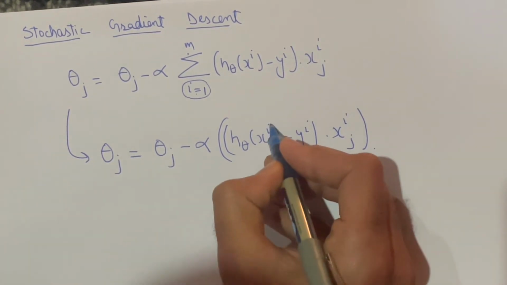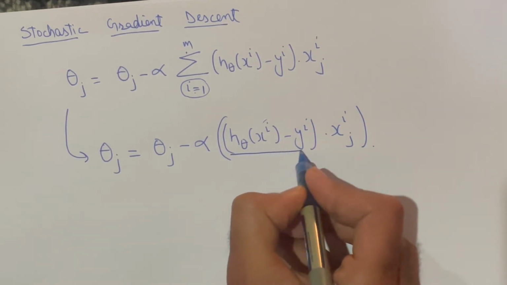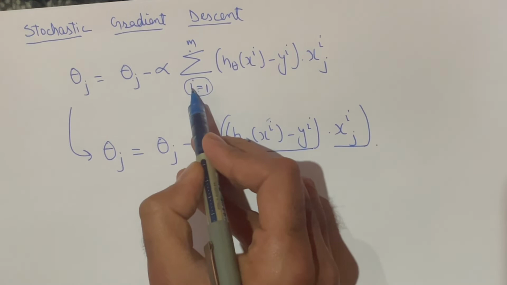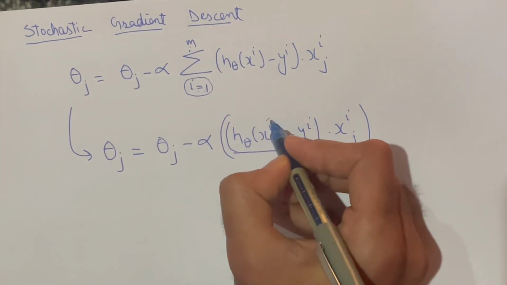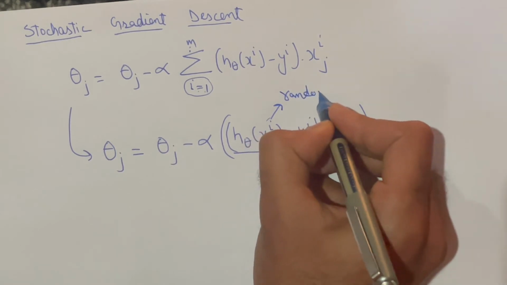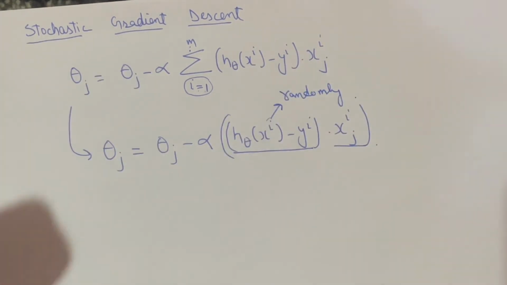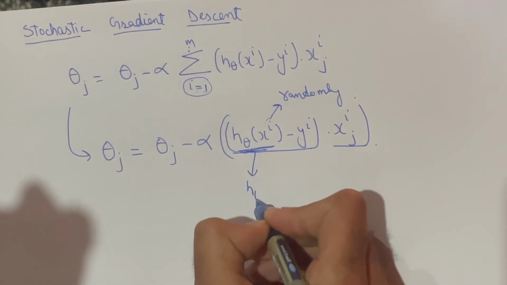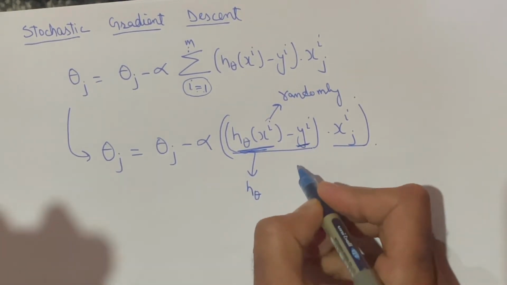So here, how many examples are we taking? Only one example. Here we were changing i from 1 to m, and this i is chosen randomly. That means we will take any example from the data set, take that example as input, and compute h of theta.